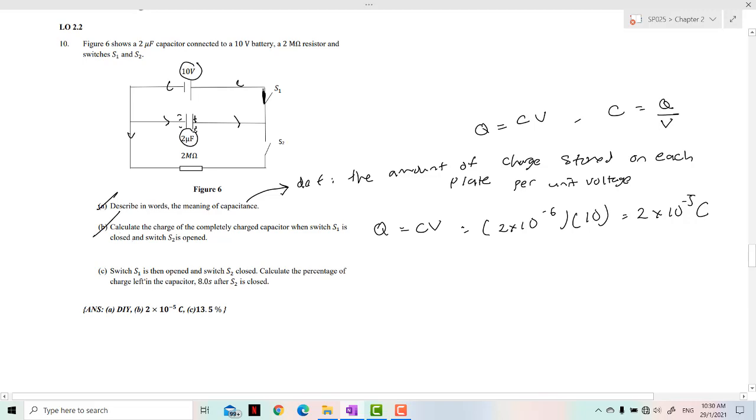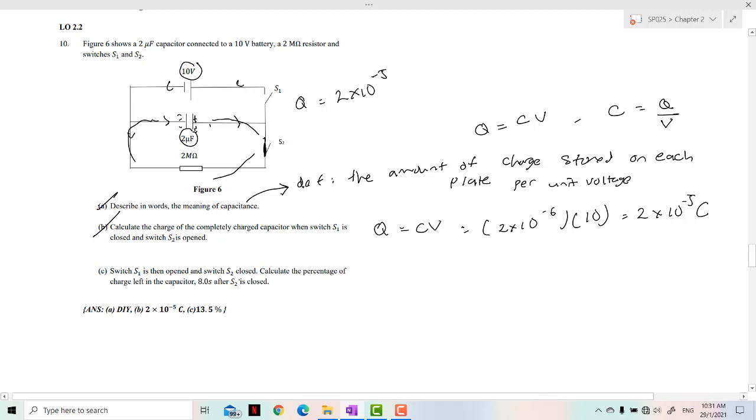So question C pula, switch S1 is then open. So dia buka balik switch S1, and then switch S2 pula tertutup. So what will happen now? The capacitor akan discharge. So bila discharging process happens, again the negative would flow here to neutralize the positive bit. So the initial charge Q0 adalah berapa yang kita cari tadi? 2 darab 10 kuasa negatif 5.